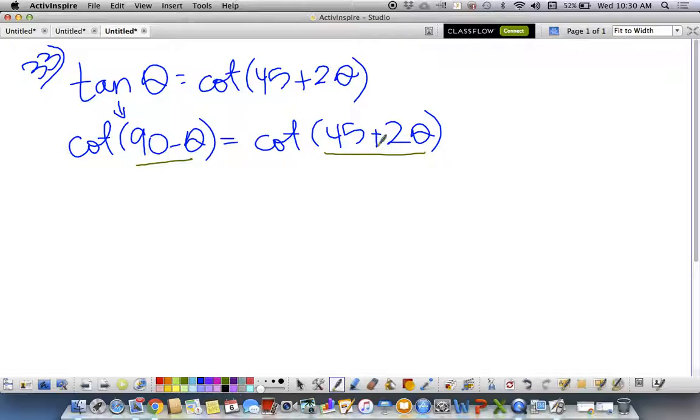Okay. So now, what can we do to solve for theta? Put what on the same side? Ultimately, yes. But what do we have to do first? If you have cotangent of something and cotangent of something, what do those two somethings have to be? Equal to each other. So now I don't need to know anything about cotangent. They're both in the same trig function. So now you have 90 minus theta equals 45 plus 2 theta. And you simply solve theta equals.